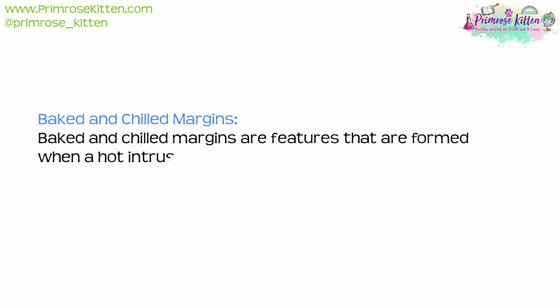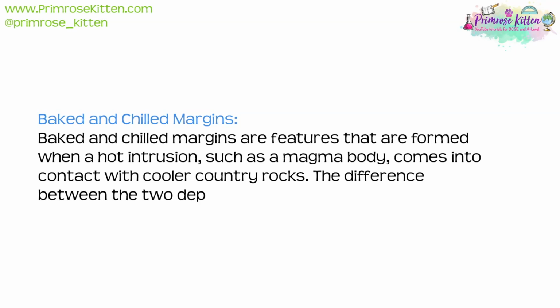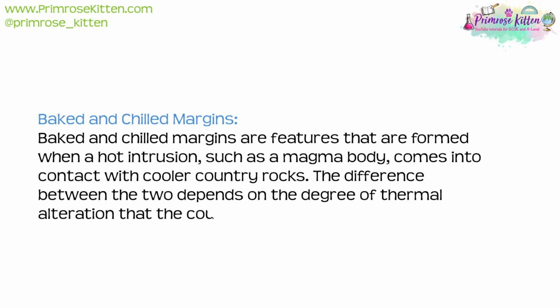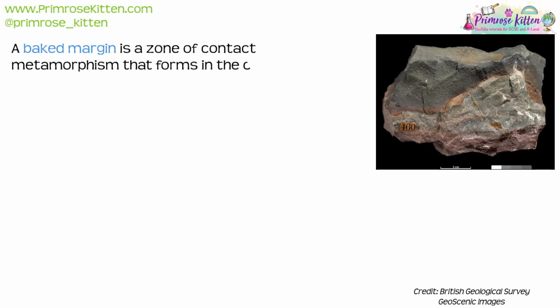Baked and chilled margins. Baked and chilled margins are features that are formed when a hot intrusion, such as a magma body, comes into contact with cooler country rocks. The difference between the two depends on the degree of thermal alteration that the country rocks undergo. Baked margin is a zone of contact metamorphism that forms in the country rocks surrounding an intrusion.